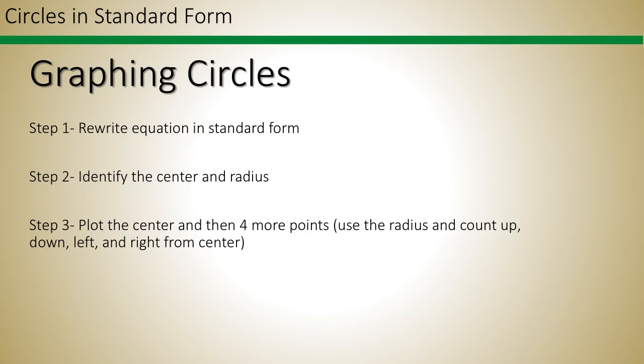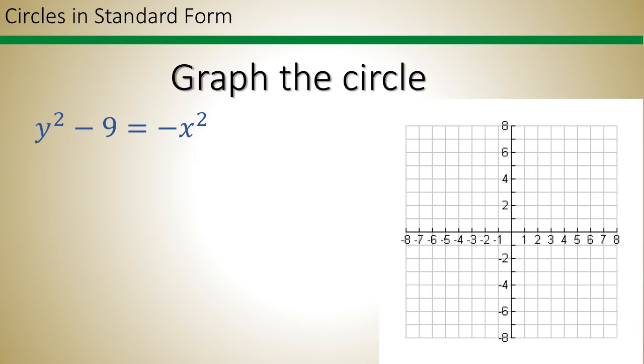We're also going to graph some circles. Okay, so here are some steps for graphing circles. First thing, rewrite the equation in standard form. We're going to see equations that are already written in standard form for the most part today. Second part, identify the center and the radius. So use that formula to figure out what the center and radius are. And then plot the center and then 4 more points. So use the radius to count up, down, left, and right to plot those points. So let's take a look at that.